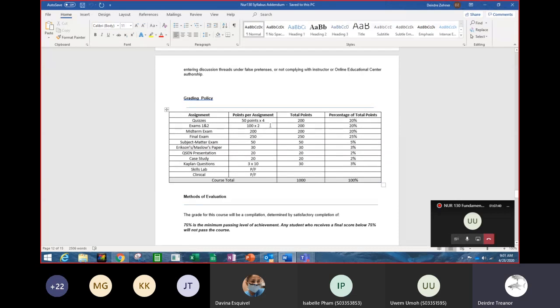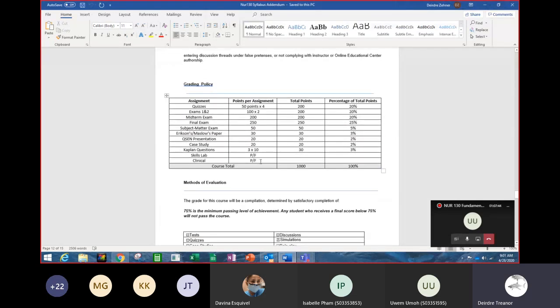Grading: you have 4 quizzes, 2 regular exams, the midterm and the final. The final is worth 250 points. It is 100 questions. The subject matter exam, the final Kaplan integrated, is 50 points. Then there's the Erikson and Maslow's paper, the QSEN presentation, your case study, and your Kaplan. Skills lab and clinical are pass-fail.